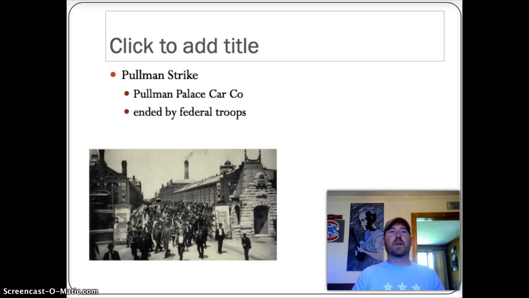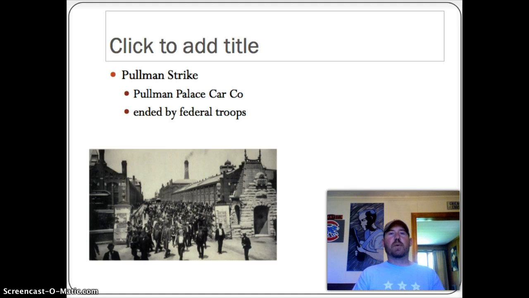Well, in response to this, the workers are not able to get the value out of their money that they had before, so they go on strike and they begin to protest. What it does is it eventually ends a lot of railroad commerce because this company is producing a lot of the cars that are on rail lines during this time.